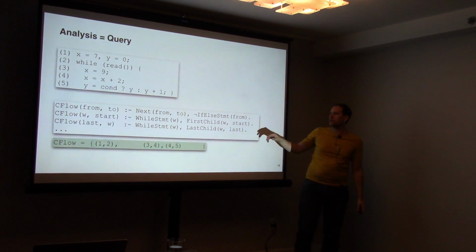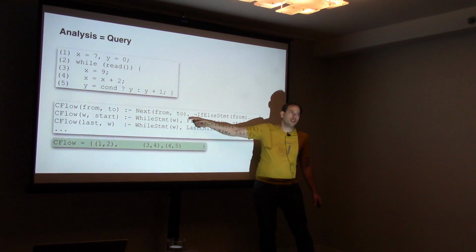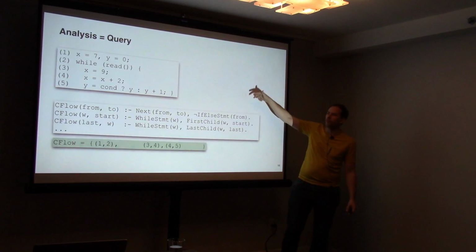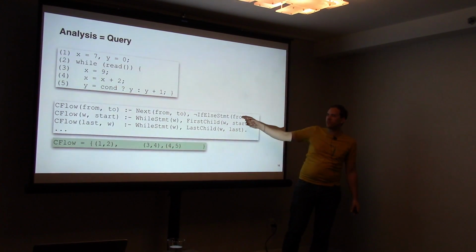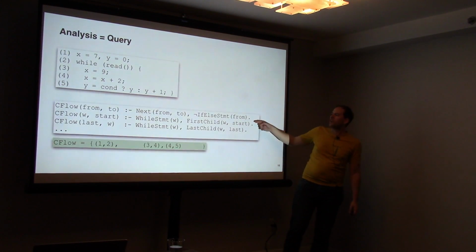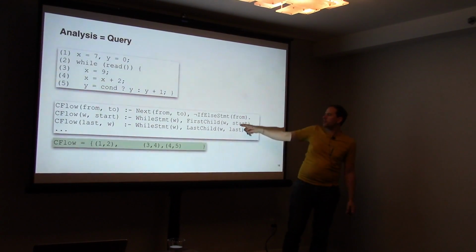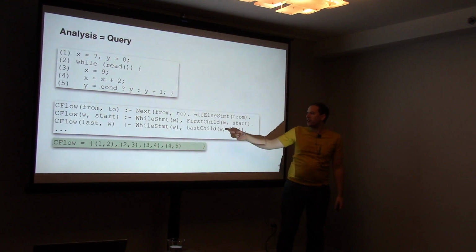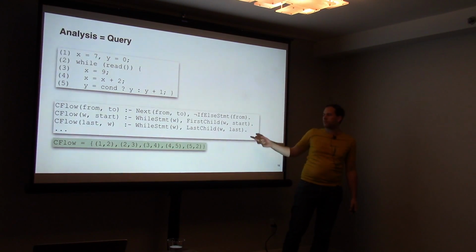So we can use these rules to do our initial run. The initial run is going to start with the first rule. We have 3 pairs in the next relation: 1, 2; 3, 4; and 4, 5. And neither 1, 3, nor 4 is an if-else statement, so that's why we get these as control flow edges. Then the second rule says, okay, statement 2 is a while statement. The first child of that is 3, so we should get an edge 2, 3. And finally, 2 is a while statement. The last child of that is 5, so we should get an edge 5, 2.